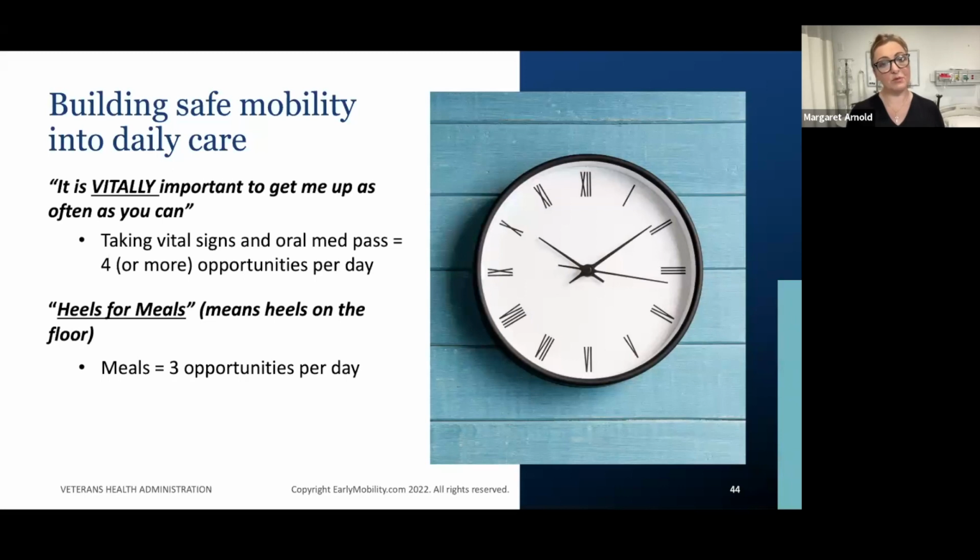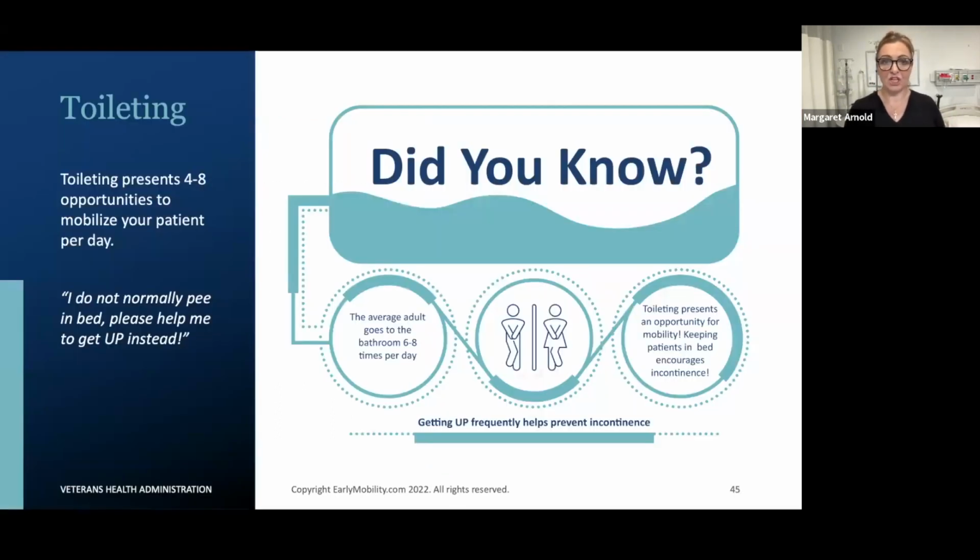We know that we can build mobility safely into daily care throughout many activities. Dr. Haynes talked about vital signs, having the patient sit up if possible. Heels for meals. Meals provide 3 opportunities a day to sit up and mobilize. Anti-gravity. Let the patient do as much as they can for themselves. Toileting presents another 4 to 8 times per day to sit up, stand up, transfer onto the commode, or walk to the bathroom.